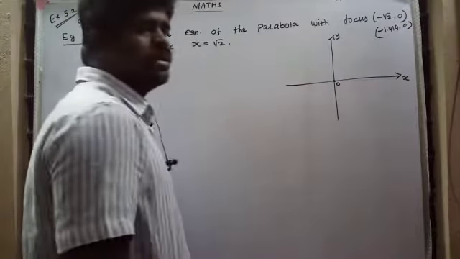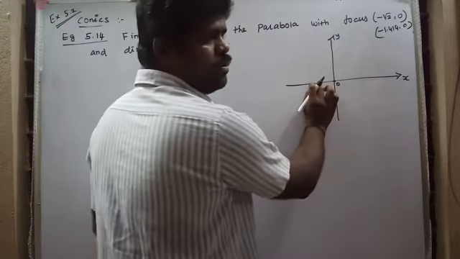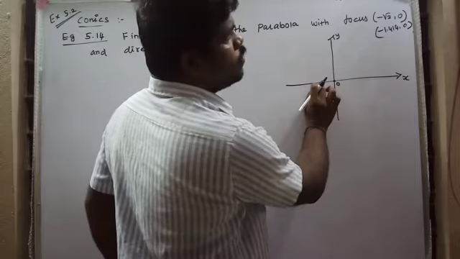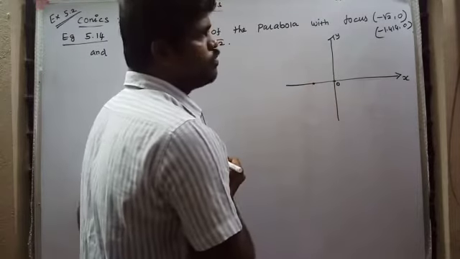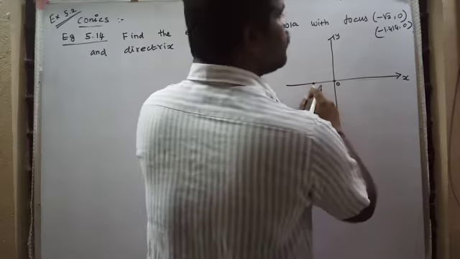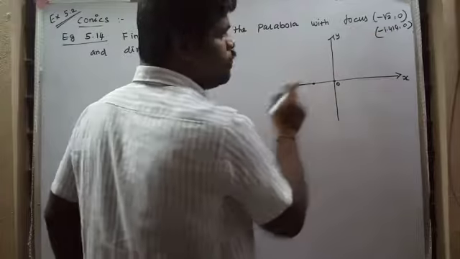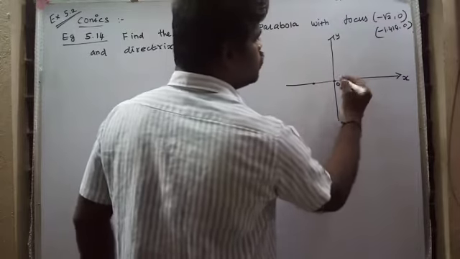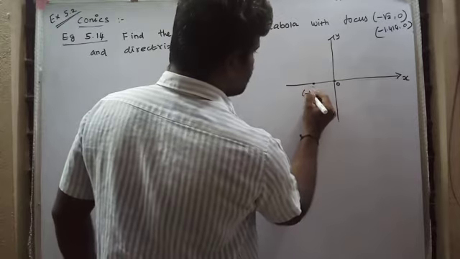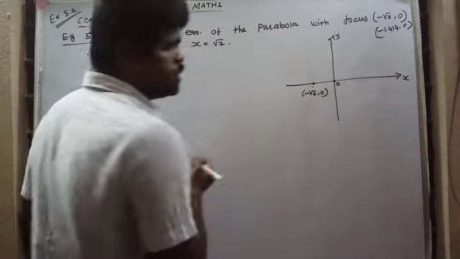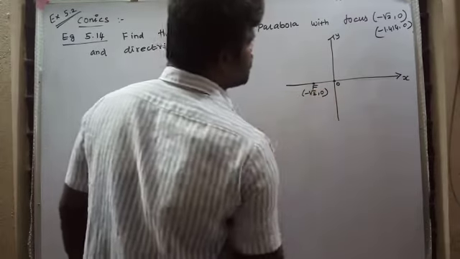Here we have to take −1.414 on the x-axis, and the y-value is 0. The distance is root 2. So this is the focus, (−√2, 0). This is called the focus F.